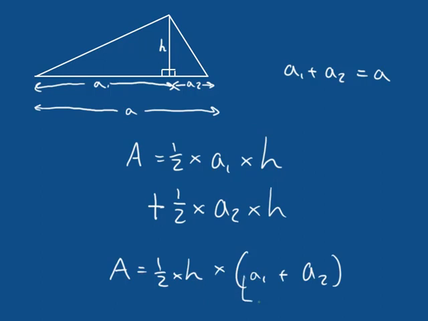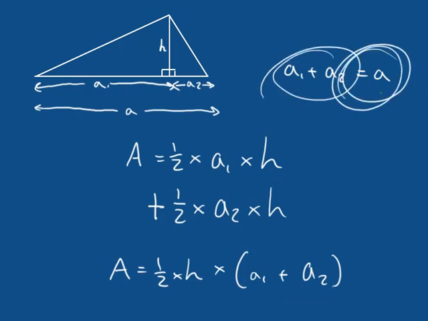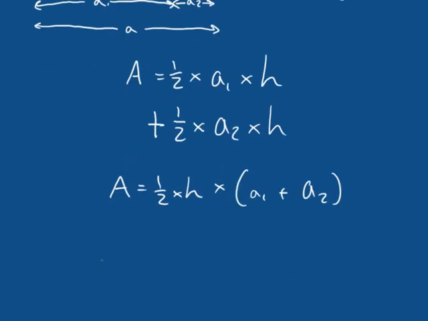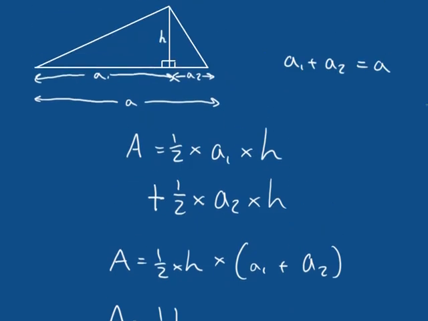But notice A1 plus A2. We've seen that A1 plus A2 is equal to A. It's equal to our entire length of the base. So our area is equal to 1/2 h A. 1/2 times h times A.